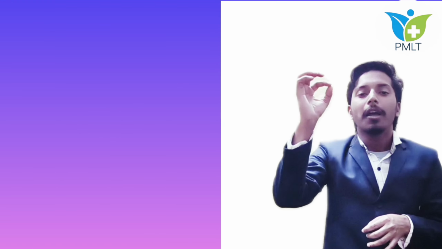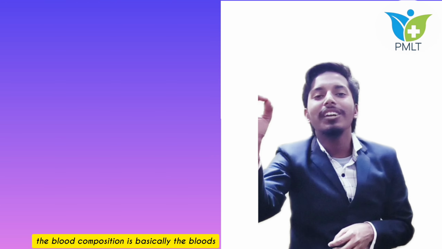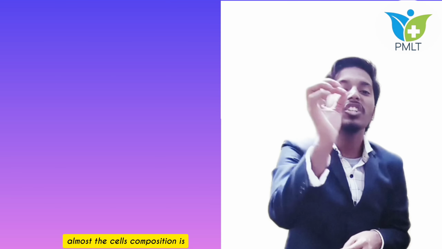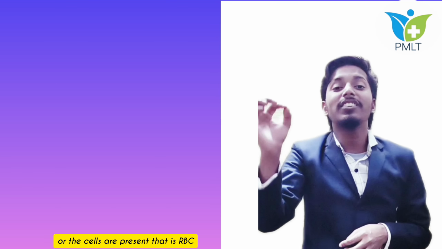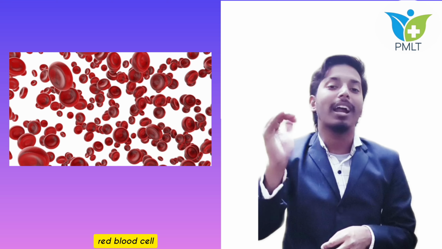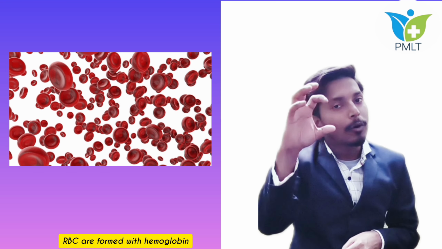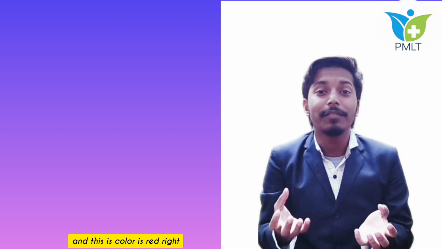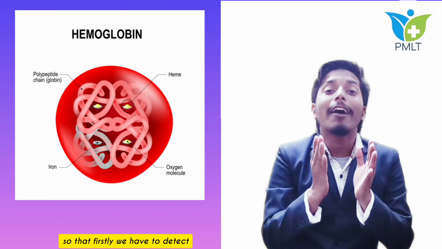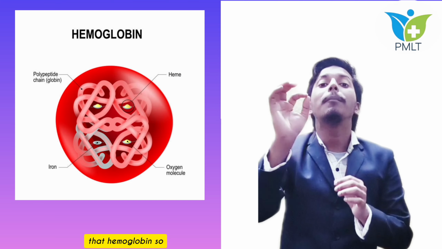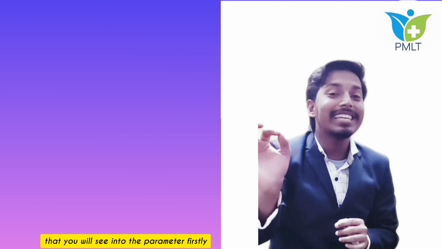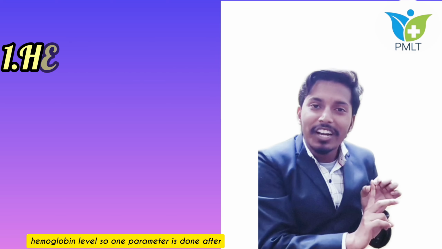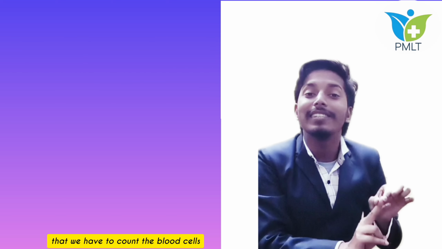Firstly, the blood composition: the cells present are RBC, red blood cells. RBCs are formed with hemoglobin, and due to the presence of hemoglobin, the RBC's color is red, right? So firstly we have to detect that hemoglobin. So you will see in the parameters, firstly, the hemoglobin level. So one parameter is done. After that, we have to count the blood cells.